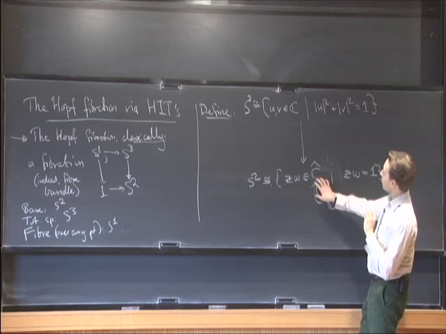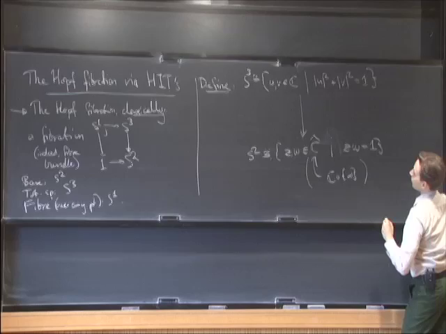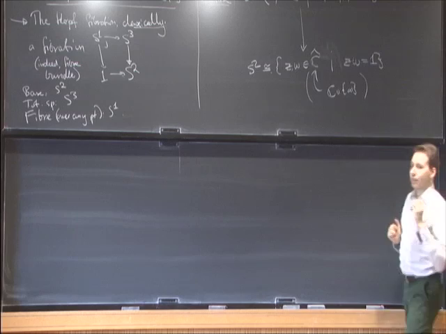So I don't mind what we call this. I want to use the coordinates Z and W like this. So certainly this is a map with total space S3, base space S2. Let's convince ourselves for a moment that it really does have fiber S1.